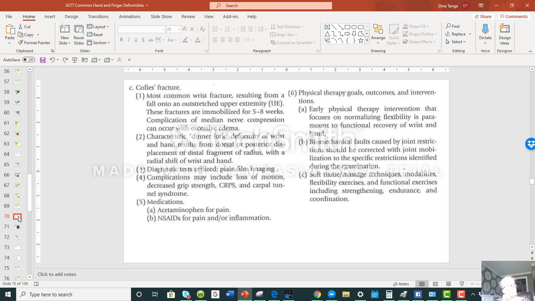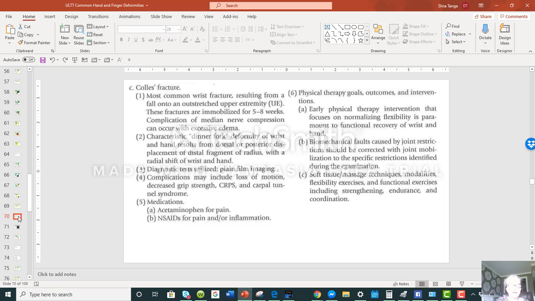Colles' fracture. The most common wrist fracture, resulting from a fall onto an outstretched upper extremity. These fractures are immobilized for 5 to 8 weeks. Complication of median nerve compression can occur with excessive edema. Characteristic dinner fork deformity of the wrist and hand results from dorsal or posterior displacement of the distal fragment of the radius with a radial shift of the wrist and hand.